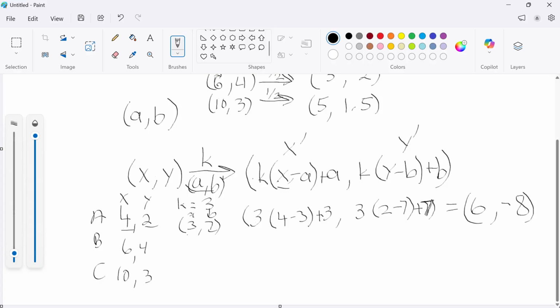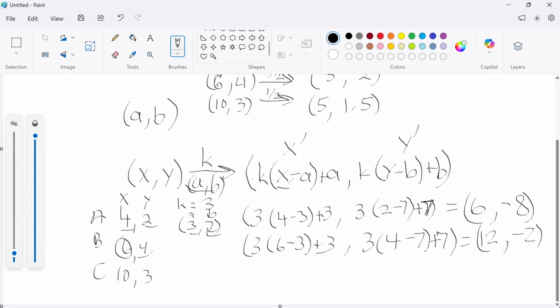And then this one is going to be, again, the k times 6 minus 3 plus 3, x minus a plus a, comma, and then it's the k times y minus b plus b. And so that one's going to be 6 minus 3 is 3. 3 times 3 is 9, plus 3 is 12, comma. 4 minus 7 is negative 3. 3 times negative 3 is negative 9, plus 7 is negative 2. So that's my next point.